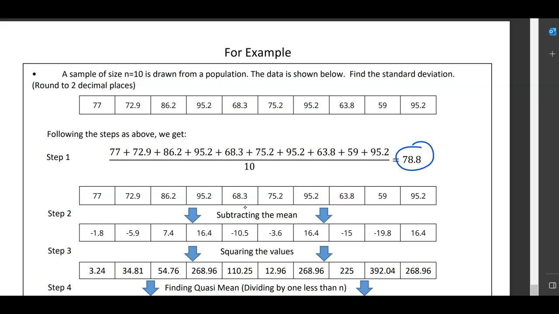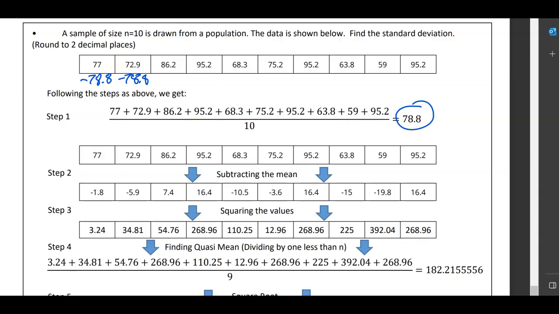The next step is you subtract the mean from every value of the data set, etc. 77 minus 78.8 is negative 1.8, negative 5.9, 7.4, etc. So that's just subtracting the mean from the original data. If it's negative, that means that the number was less than the mean. If it's positive, the number was greater than the mean. Now we square all those values. We still have a list of 10 different numbers. Now they're all positive.